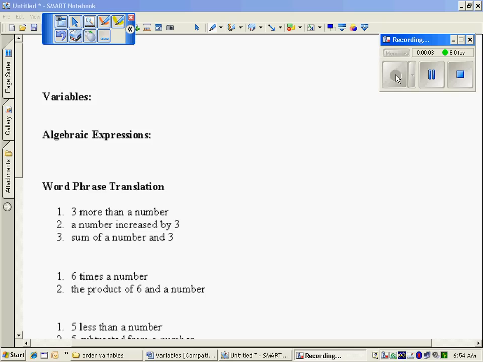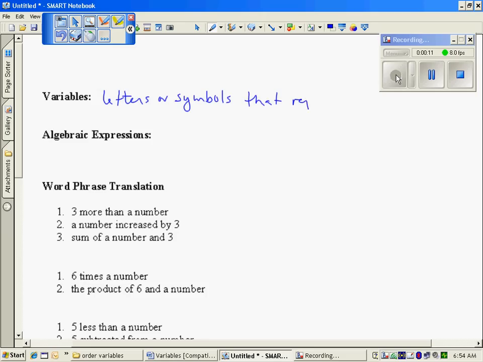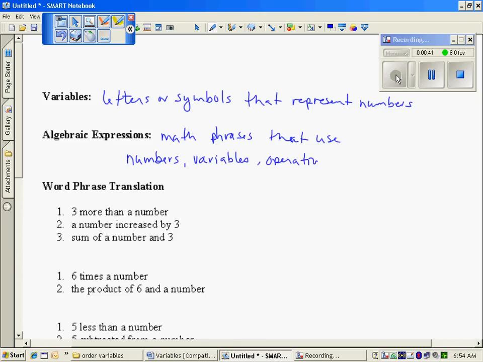In mathematics, variables are letters or symbols that represent numbers. They will represent numbers that are unknown that I'm wishing to find. Algebraic expressions, then, are just mathematical phrases that use numbers, variables, and mathematical operations. Mathematical operations are add, subtract, multiply, and divide, and so forth.